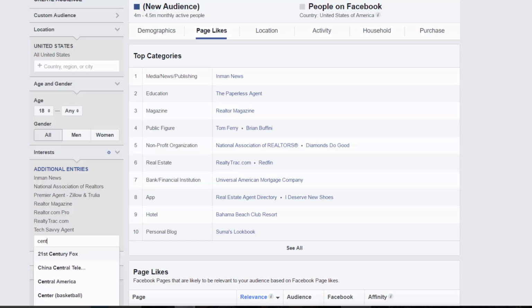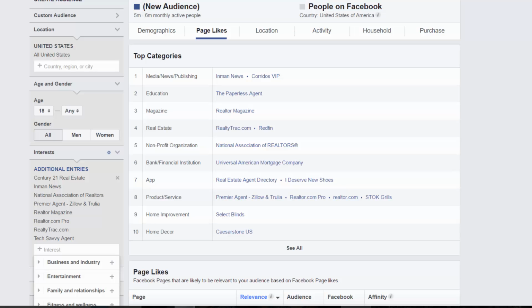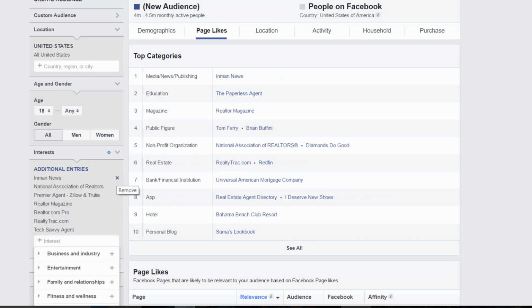Century 21 Real Estate. So you've got a lot of that kind of stuff too, and you can attract people from different franchises. So I'm going to take that one out for a second. That's a little bit broad because you also have consumers that are looking at that. So I kind of stay with the stuff that's really, really agent specific.